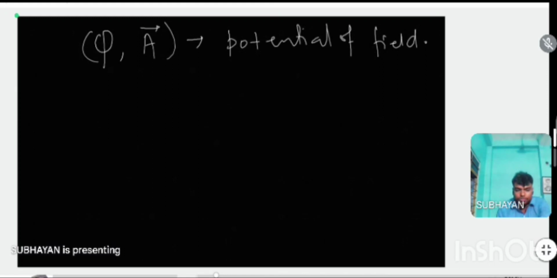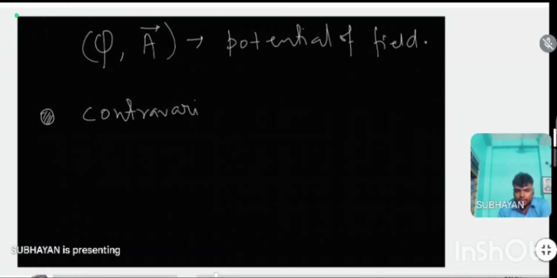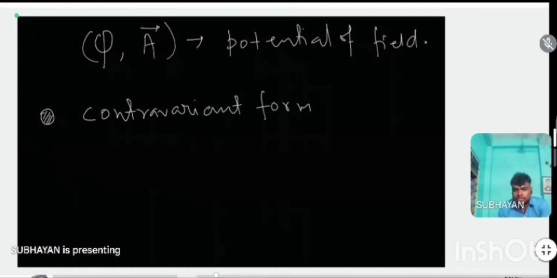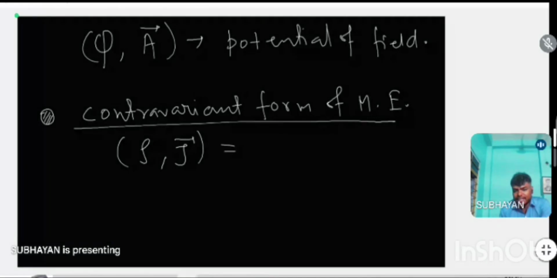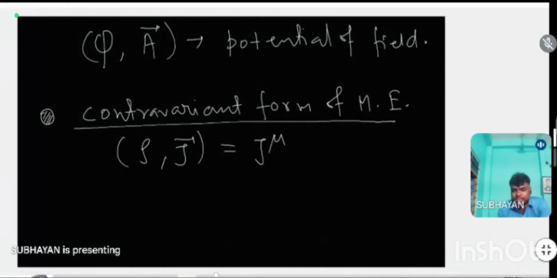So at first, we are trying to express the Maxwell equations in contravariant form. In the contravariant form of Maxwell equations, here we have the source terms rho and J, and this is written as J mu for current density.